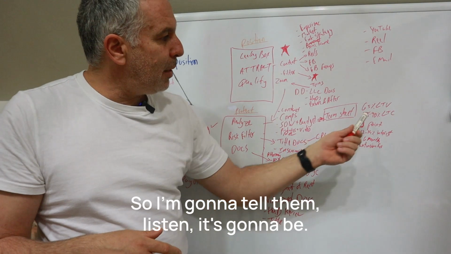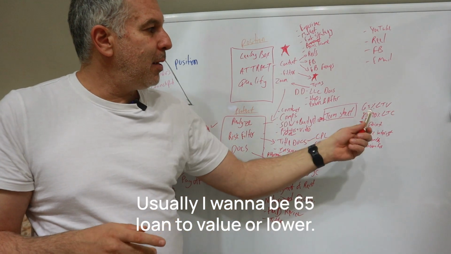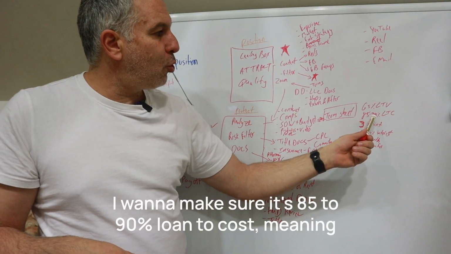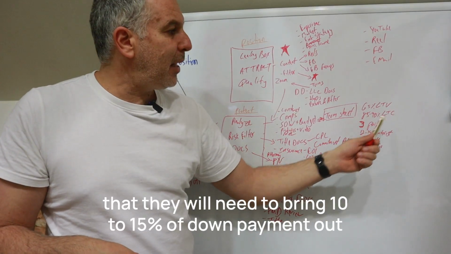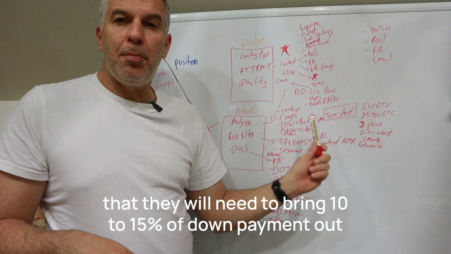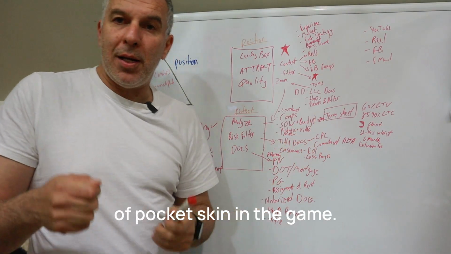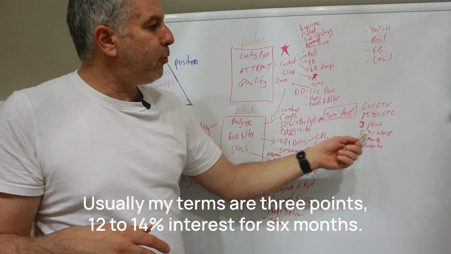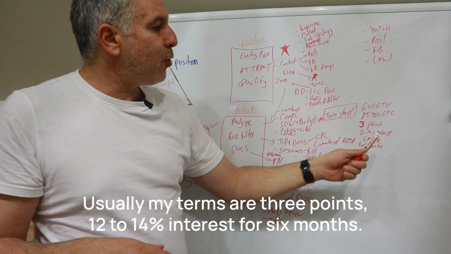So I'm going to tell them, listen, usually I want to be at 65% loan to value or lower. I want to make sure it's 85 to 90% loan to cost, meaning that they will need to bring 10 to 15% down payment out of pocket, skin in the game. Usually my terms are 3 points, 12 to 14% interest for 6 months.